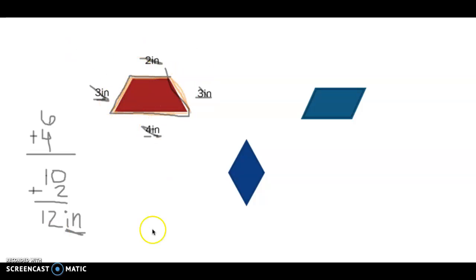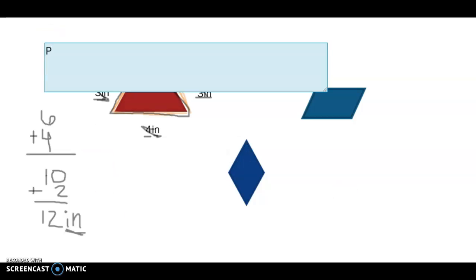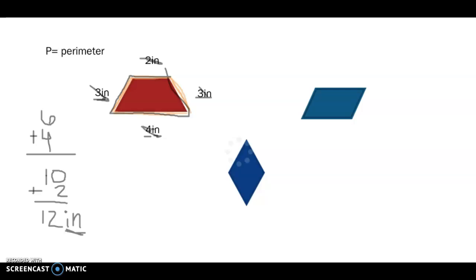We just found the distance around our trapezoid. I have a new vocab word for you. When we find the distance around a shape, that's called the perimeter. Say that with me. Perimeter. In math, P equals perimeter. So we can write P equals 12 inches because the perimeter, the distance around this shape, equals 12 inches.